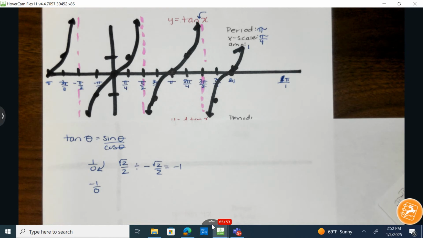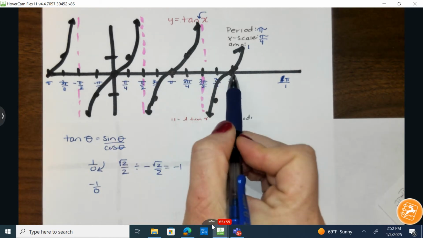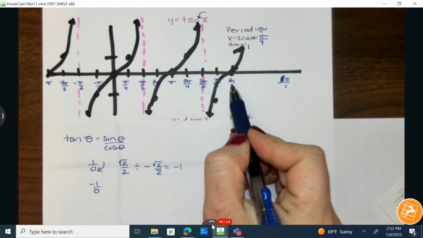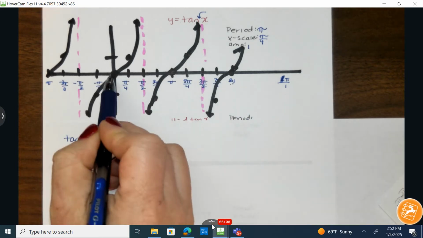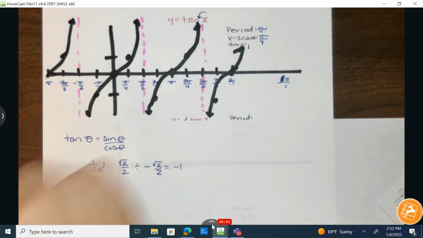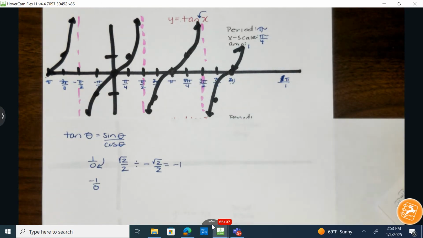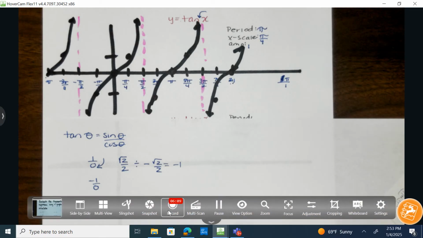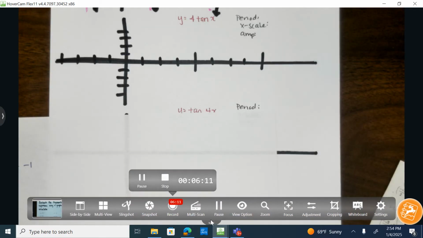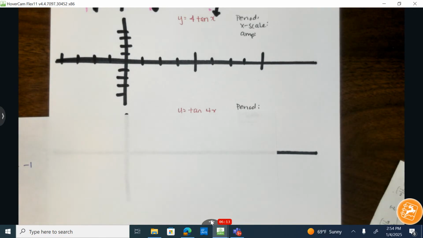All right, so in this particular graph, I've gone out all the way here 2 cycles to the right, which is a distance of 2 pi, and 1 cycle to the left, which is a distance of negative pi. We have an amplitude of 1, and I've identified the period and the x scale. Let's apply it to the second. Looking at example number 2, y equals 4 tangent of x, the only difference I see between example 1 and example 2 is the value in front of the x, referred to as the amplitude, has changed from a 1 to a 4. So let's get started here.